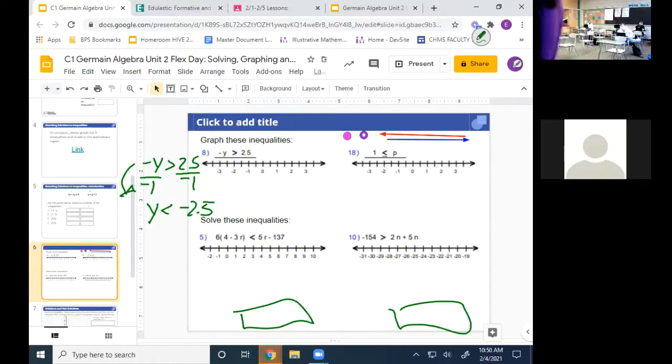We're still going to use that open symbol, but where are we going to place it on our grid? Kyle? The negative 2.5. Your y is going to be less than negative 2.5. Which direction is it going to go, to the left or to the right? It's less than, so it's going to go to the left. Very good, Kyle. And Junior, very good.